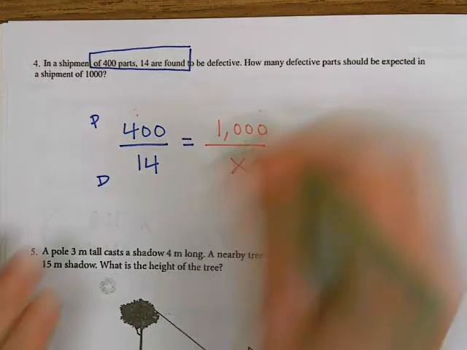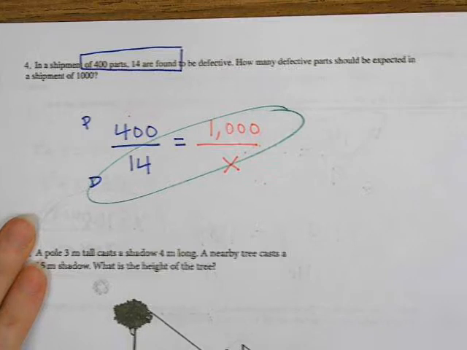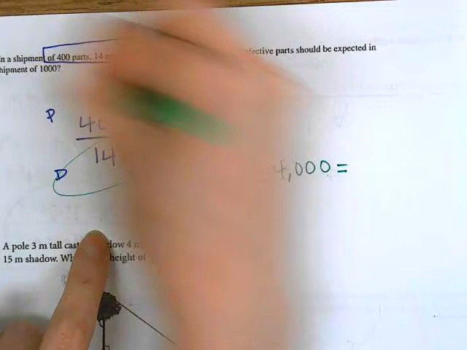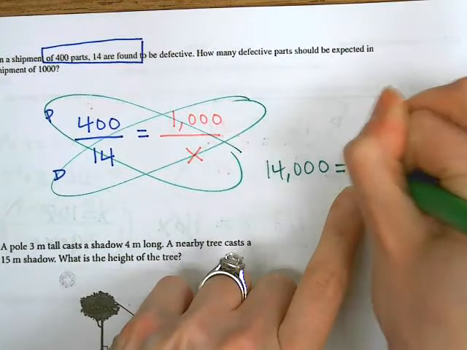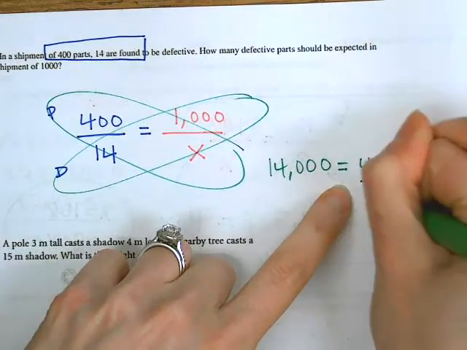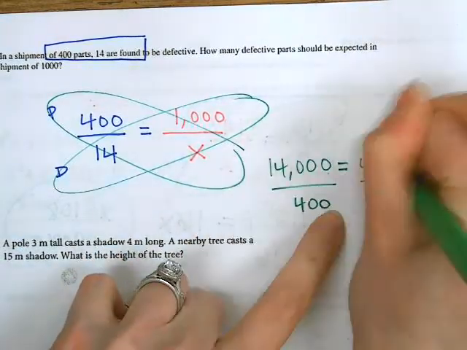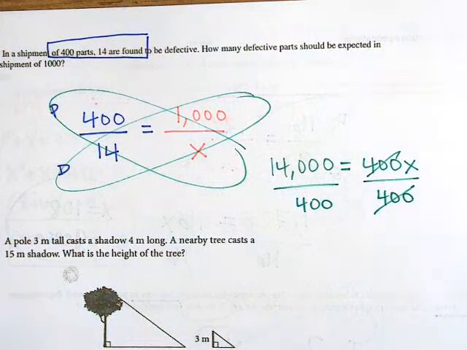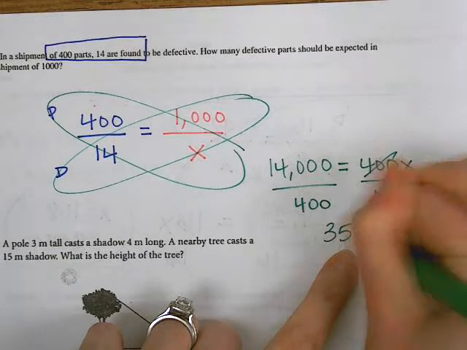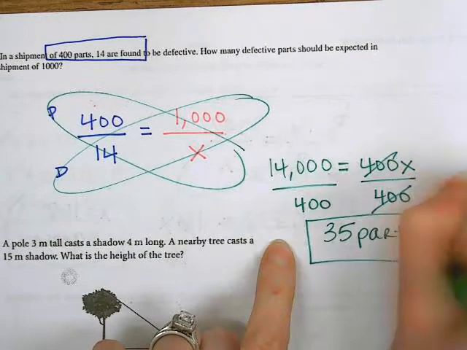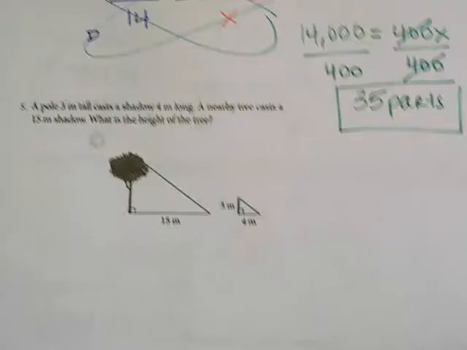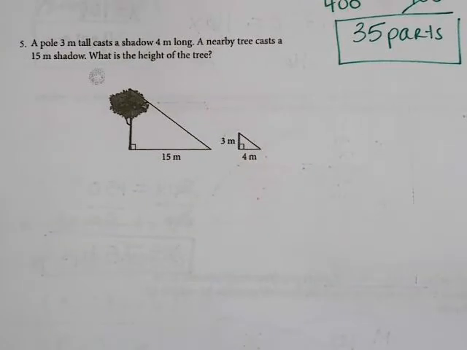And then cross multiply. So 14 times 1,000 is 14,000. And 400 times x is 400x. And then divide both sides by 400, and we are good to go. So 14,000 divided by 400 is 35 parts. All right, last one. Again, you can stop at any time here. These are extra.